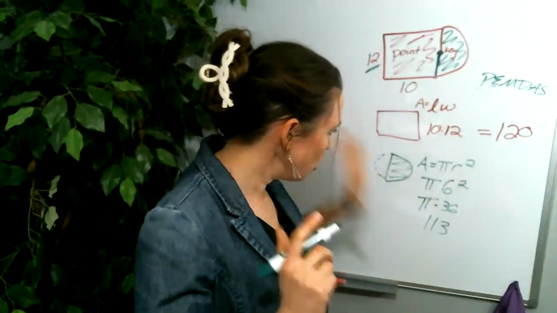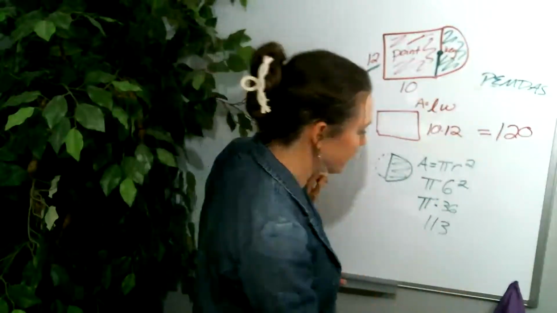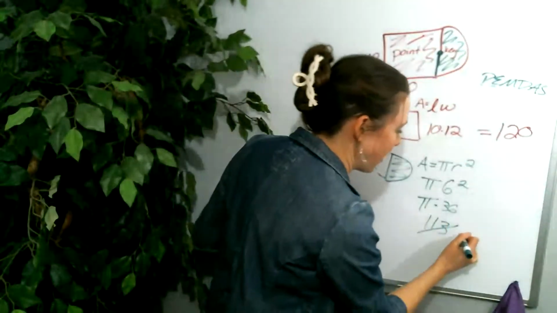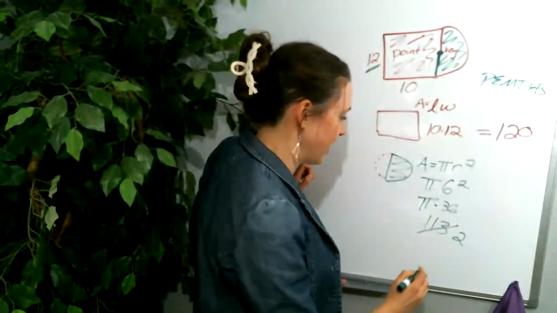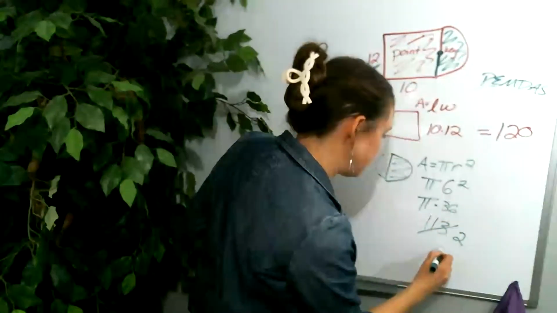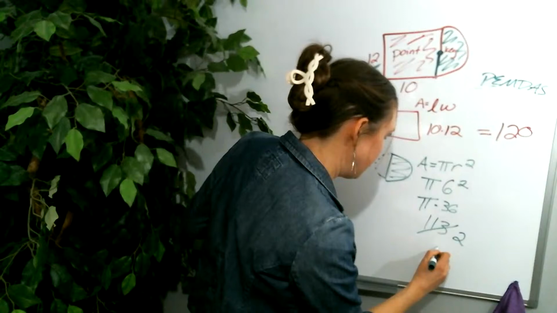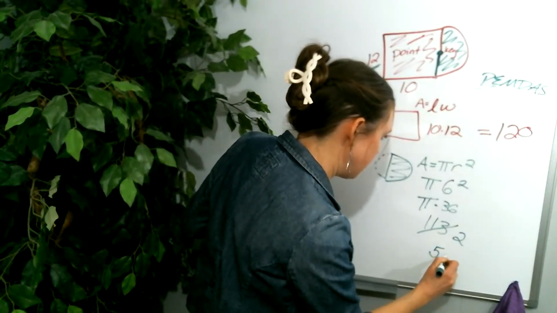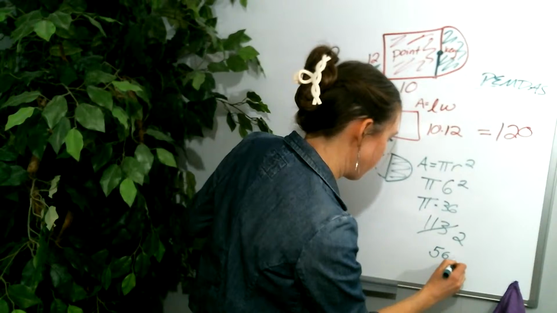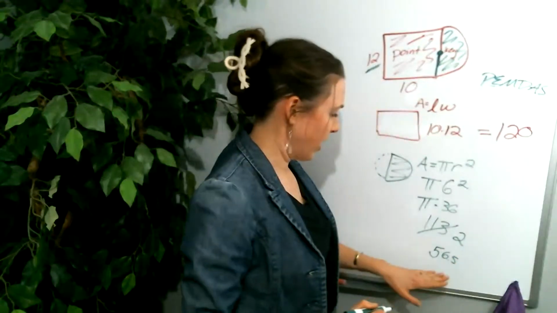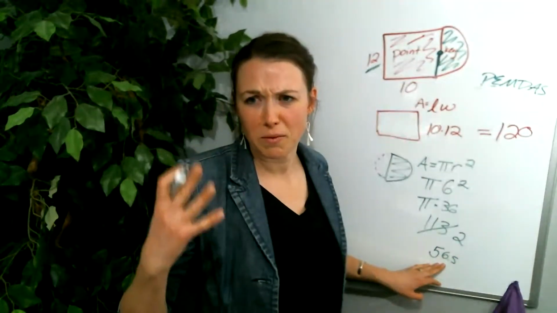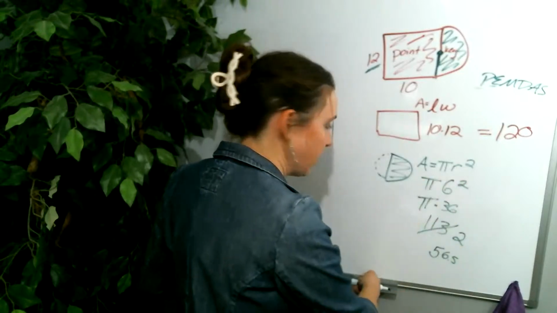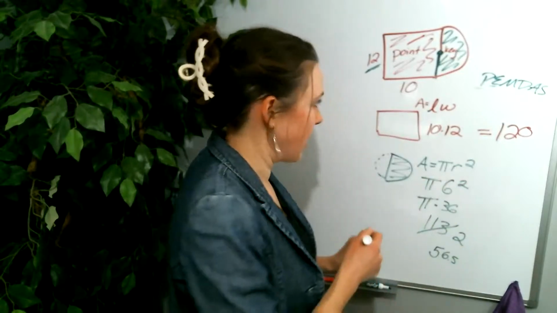Okay, so what we said here is we're not doing 113. Instead, we're going to chop it in half, divide it by 2, right? And I get, let's see here, 56.5, right? Okay, so now it's starting to make a little bit more sense. So I have 56.5 plus 120, and I'm going to add these together.